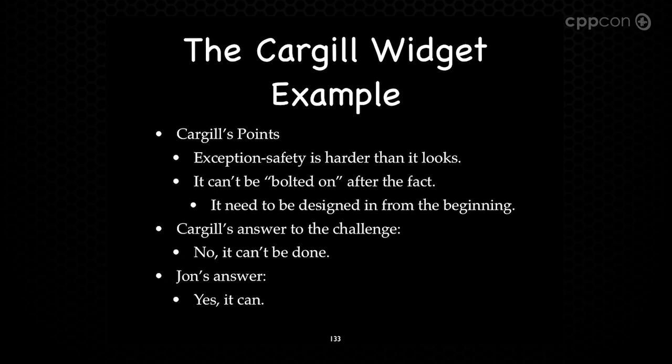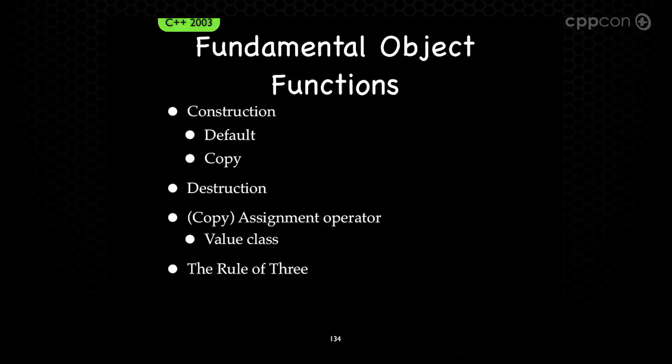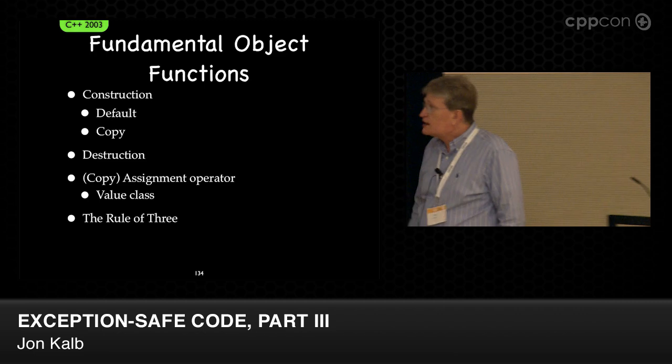I'm going to say, yes, we can solve this problem, but I'm going to jump ahead and talk about something else before we get to it. I'm going to talk about what I call the fundamental object functions. These are the functions that are so important that the compiler will write them for us. And I'm going to talk about the rule of three.